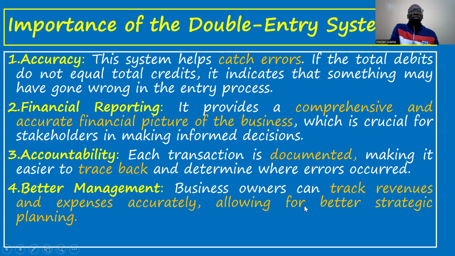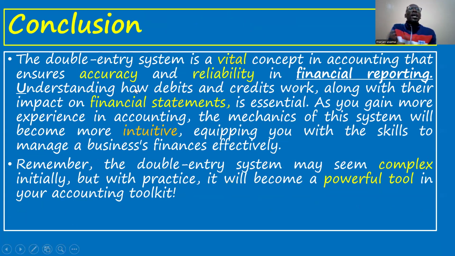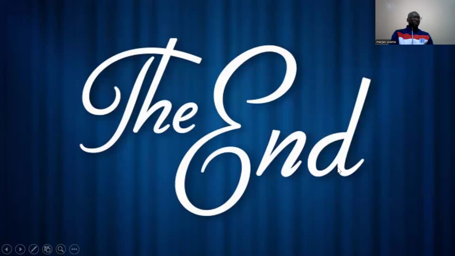Then better management. Business owners can track revenues and expenses accurately, allowing for better strategic planning. So we can easily track our revenues and expenses, and we can easily manage our business. So in conclusion, the double entry system is a vital concept in accounting that ensures accuracy and reliability in financial reporting. Understanding how debits and credits work along with their impact on financial statements is essential. So that is the summary of our lesson.